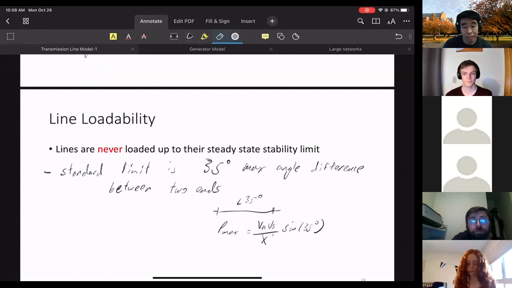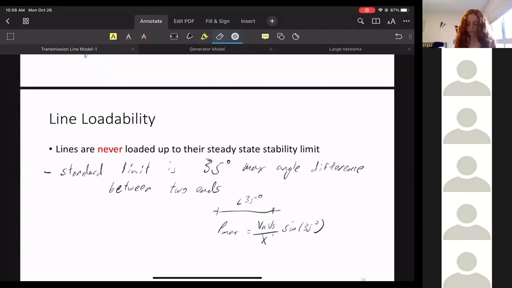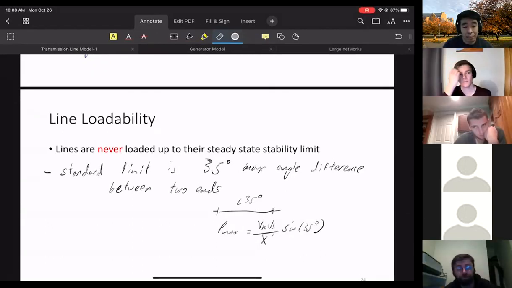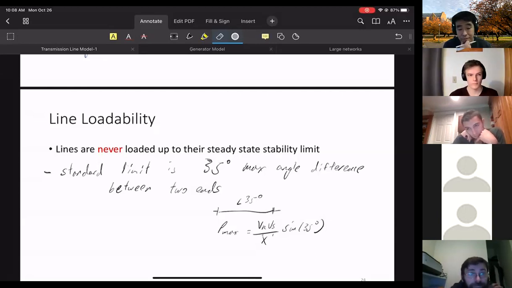So people are starting to complain about this, actually. 35 degrees is the standard we use for safety. But there's a big drawback if you just use 35 degrees. It's less efficient. You're artificially limiting me from sending power from one end to the other, and this means money. Basically, you're leaving money on the table.